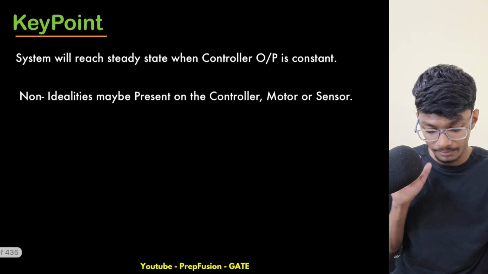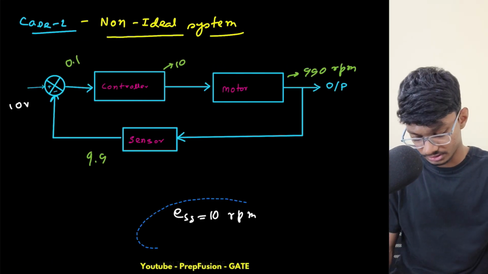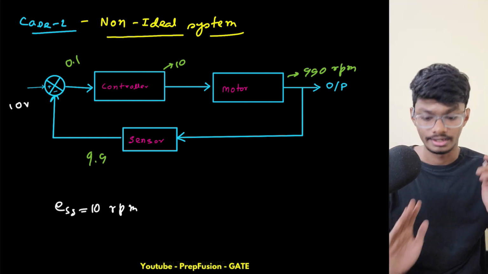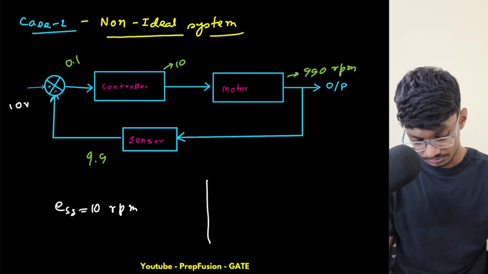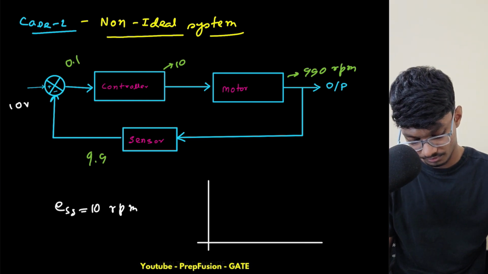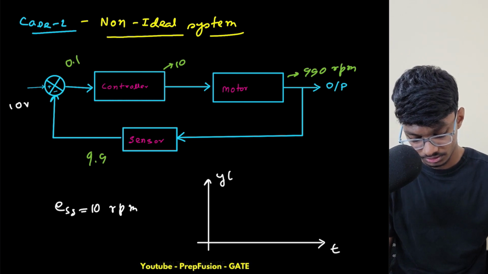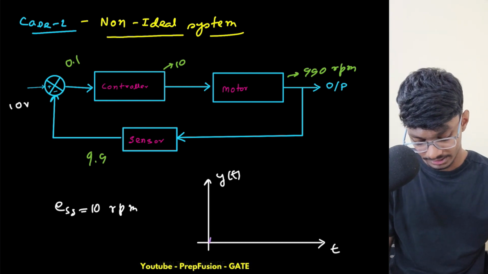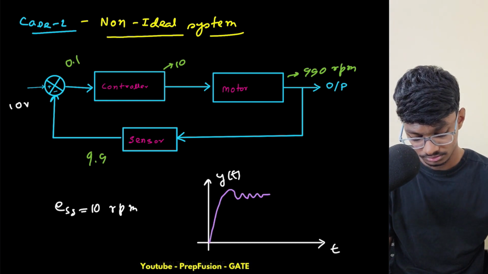So let us compare the two with a graph basically. If both systems are underdamped, this is t, this is y of t. Now there are two y of t curves here. One is the ideal case. The ideal case is like this one. This is 1000 rpm.